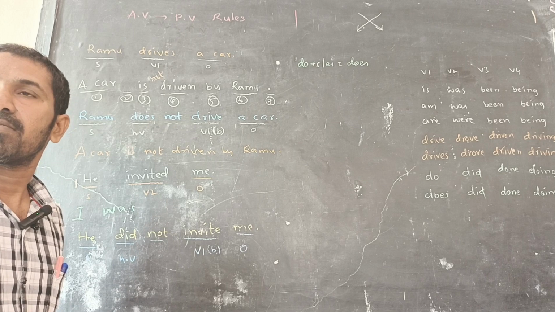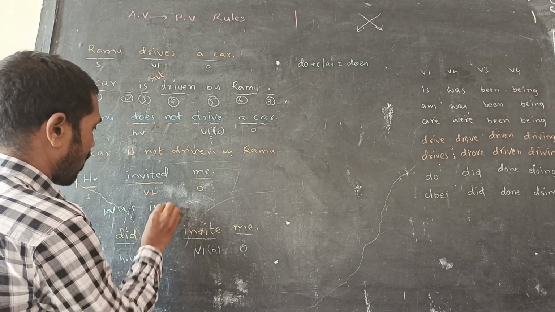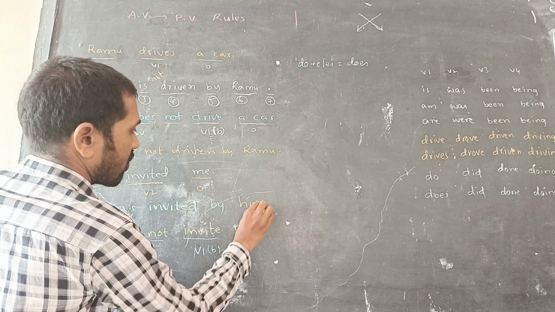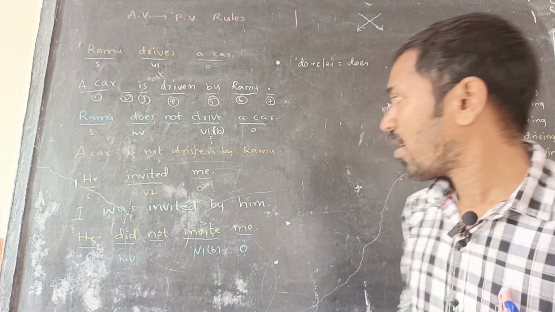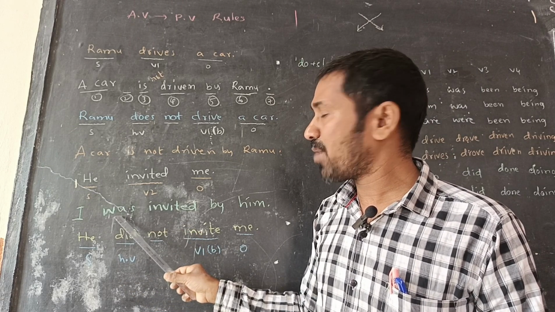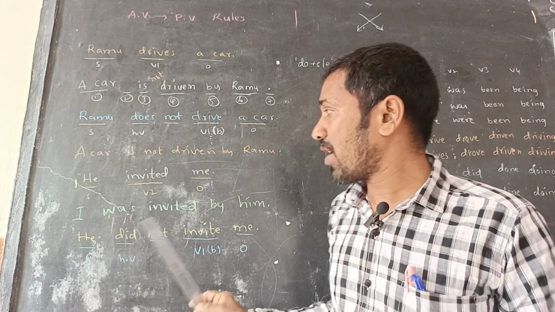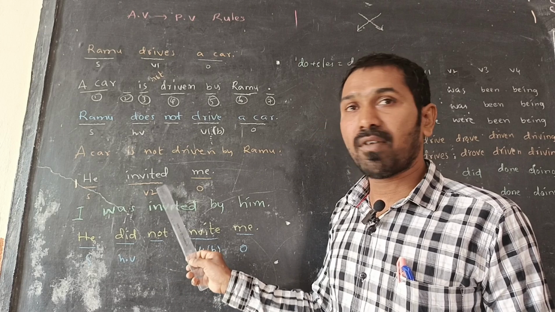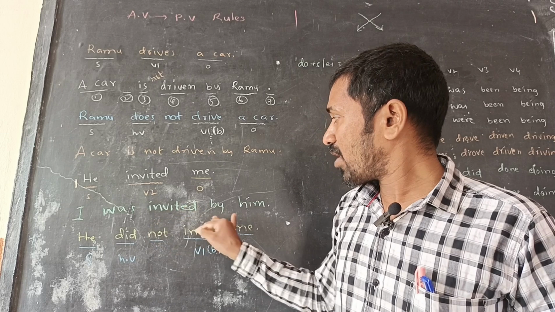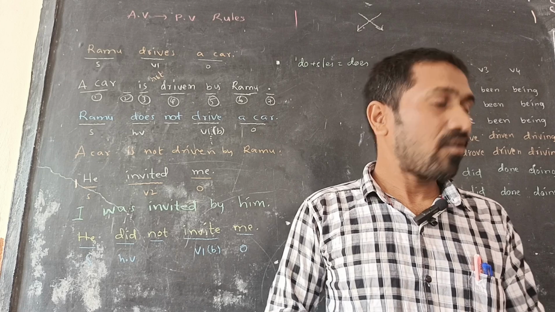I was invited by him. Now let's see. Objective changed into subjective case. Active voice helping verbs not there, left. Passive voice helping verb written was or were because V2 form. So what we have written? V2 form helping verbs we have taken. Next V3 form of the verb. V3 and V2 same. Invited. Okay. V3 form. Next preposition by. Then subject changed into object. Then punctuation mark. This is the passive voice.